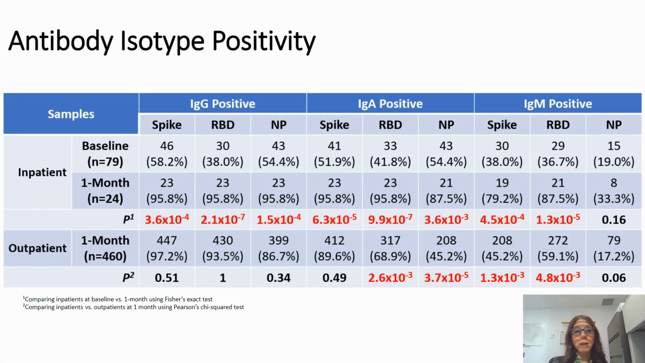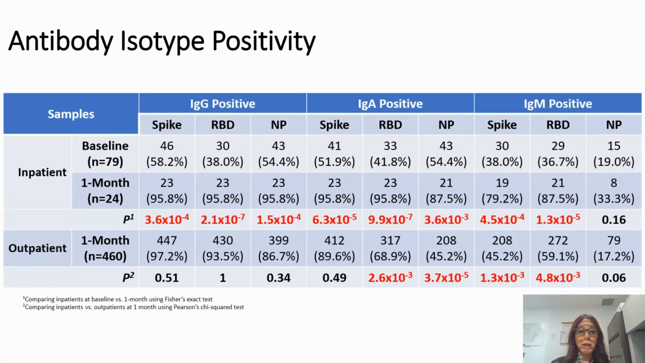Using the research ELISA, we could break down the assessment of the antibody isotype positivity. And for each isotype shown here, which includes IgG, IgA, and IgM, we assess the antigen target to the spike protein, the RBD, and the nucleocapsid. And compared to baseline, a greater proportion of inpatients at 1 month were positive for all isotypes, with the exception of nucleocapsid IgM. And this isn't surprising because we expect seroconversion to occur between this time point.